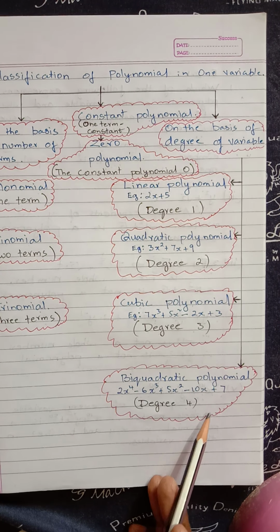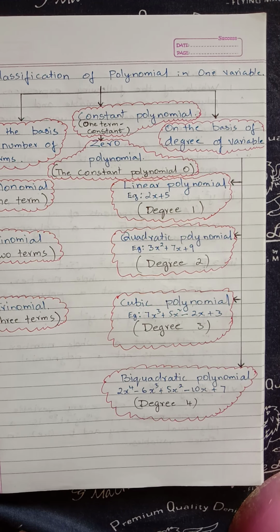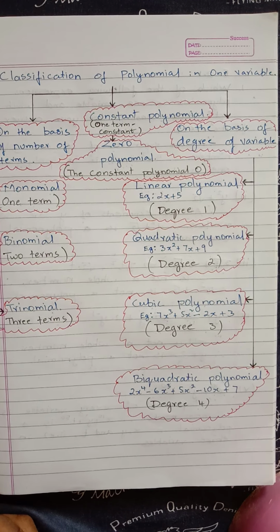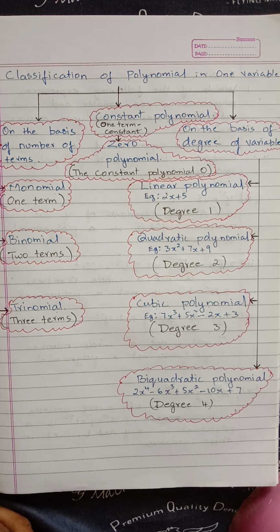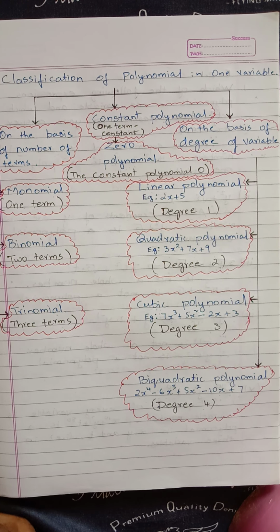So hence we have just seen what polynomials are and how we can classify polynomials on the basis of terms or on the basis of the degree of the variable or constant.